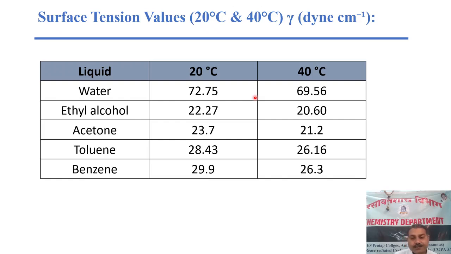We can say that. Again, ethyl alcohol has less surface tension than water, 22.27 at 20 degrees. Acetone also has less, 23.7. Toluene also has less. Benzene also has less. In the case of organic liquids, water has more surface tension, which means the attractive forces between the water molecules are large as compared to these organic solvents. And by increasing the temperature, surface tension decreases. We can say that.